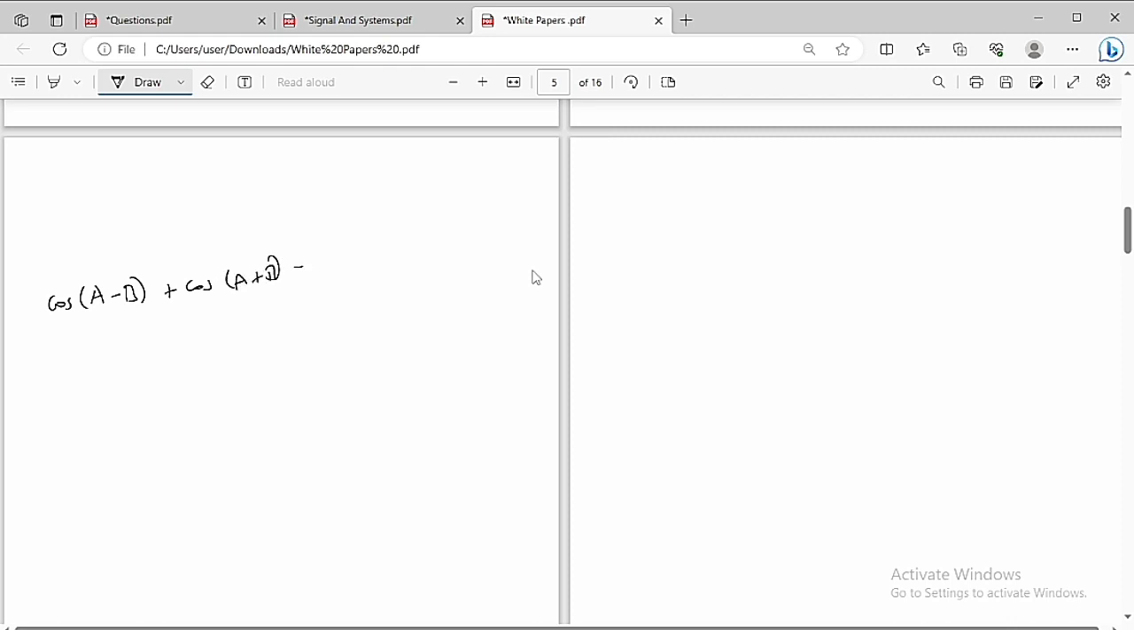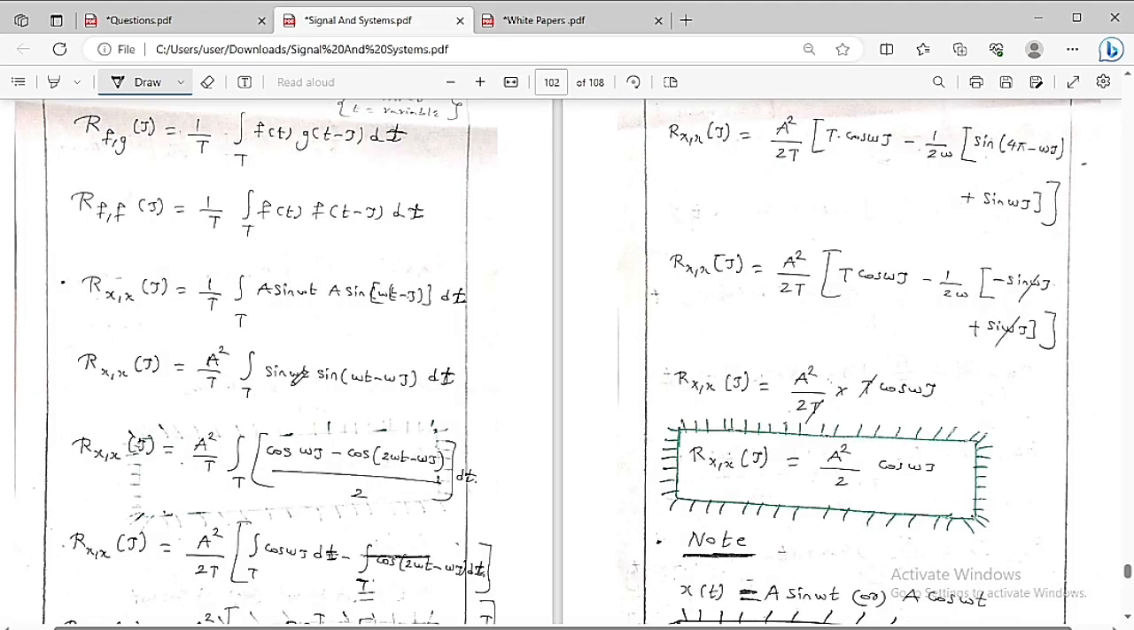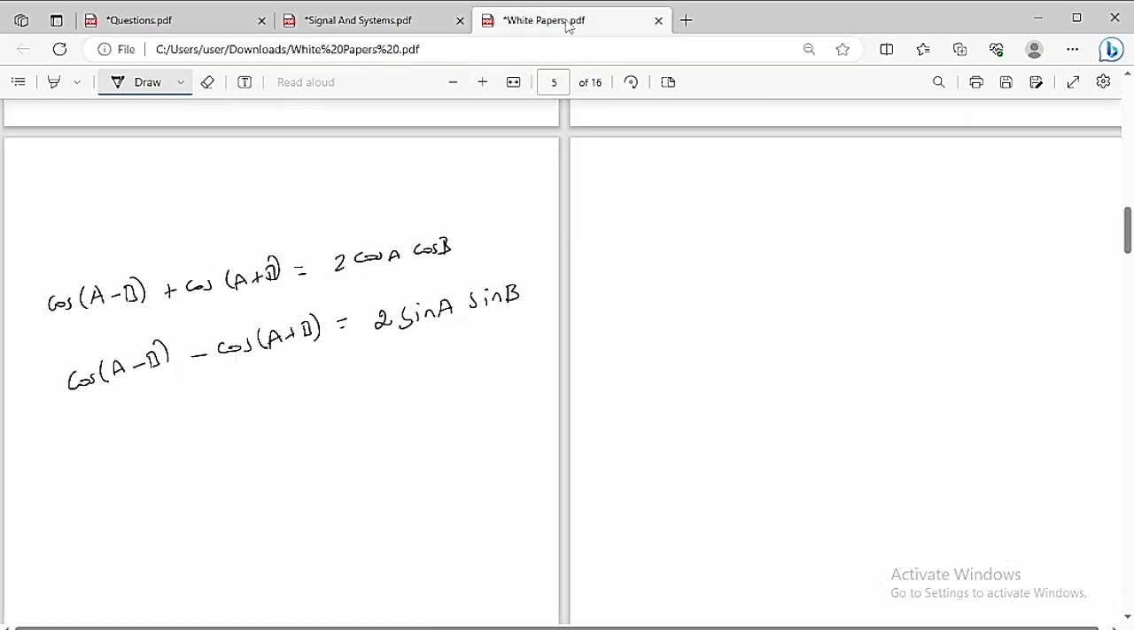What are we going to get? Simply 2 cos a cos b. Suppose we do cos of a minus b minus cos of a plus b, then what are we going to get? Here minus means the plus will get plus, plus minus, so we finally get 2 sin a sin b. And so sin a into sin b is nothing but 1 by 2 into cos of a minus b minus cos of a plus b.